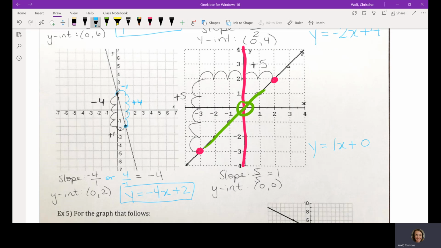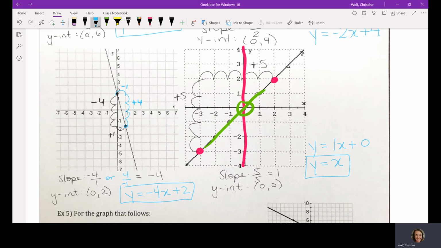Now, let's clean that up. That's not proper math etiquette right there. We know that with a 1 in front, you wouldn't need to write the 1 in front of that x. It could just be y equals x. And why would you need to write a +0 at the end? If it's a +0 at the end, we don't have to write it.